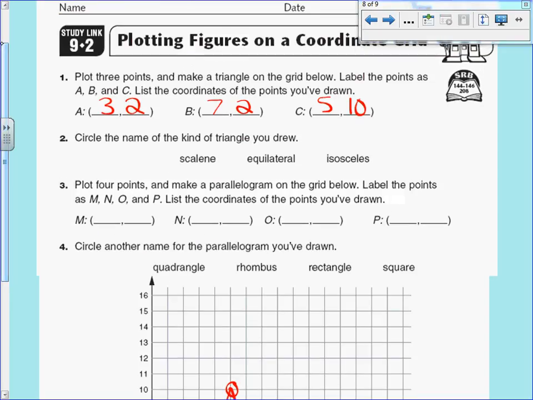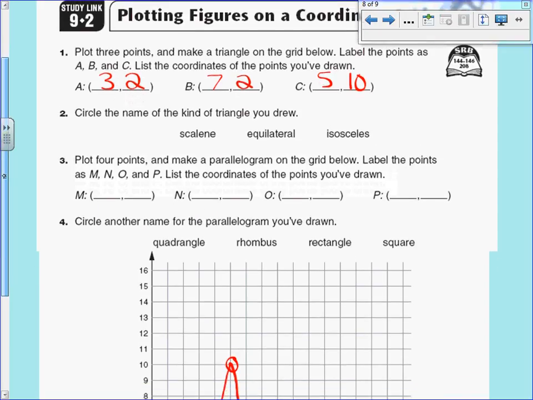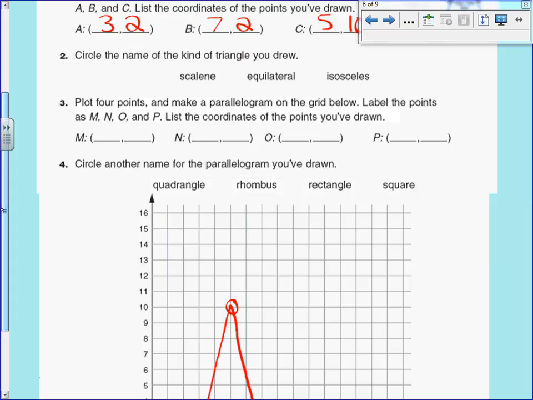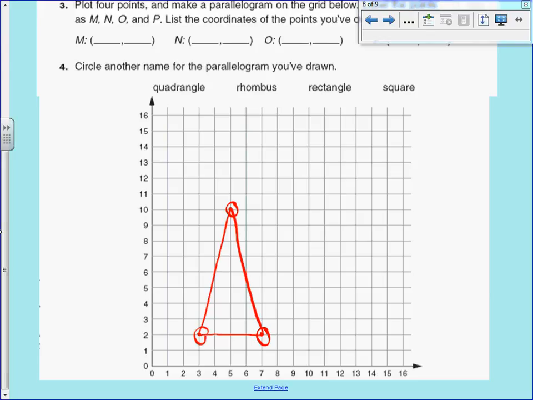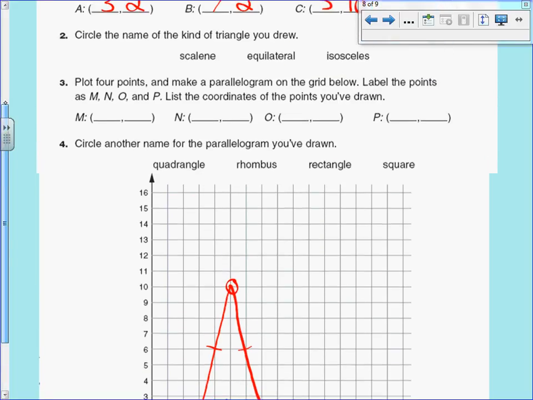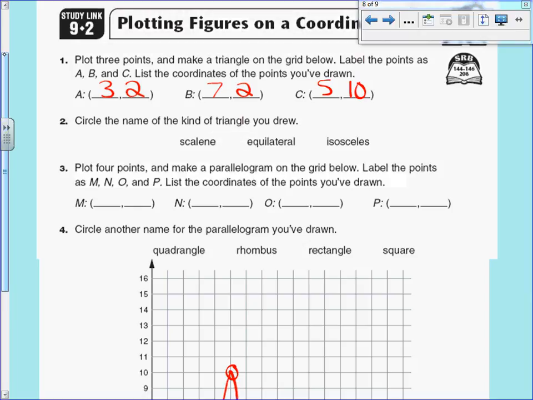All right, now it asks me to circle the name of the kind of triangle. Well, equilateral, scalene, they could all be different. Equilateral, they'd all be the same. And isosceles has similar lengths on 2 sides. Well, I'm looking at my drawing. This side is the same exact length. This side is the same exact length. This side is not. So it looks like I have an isosceles. I have a triangle where 2 sides are the same length. So I'm going to circle isosceles.